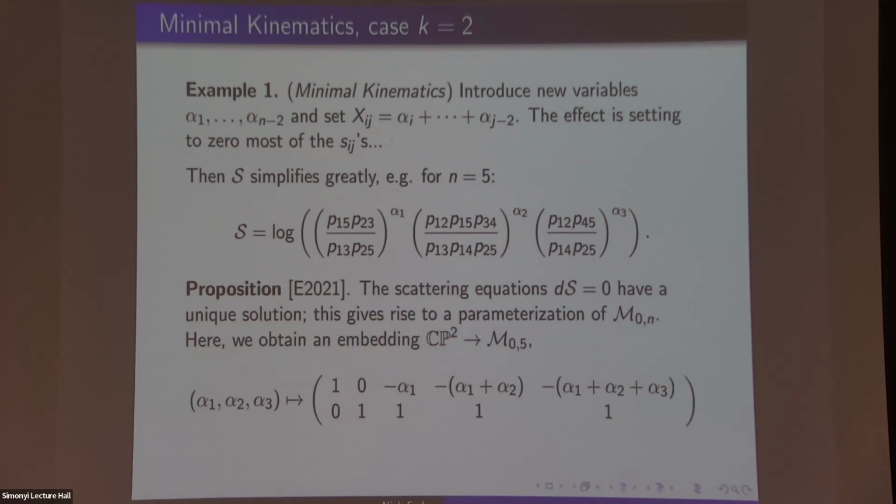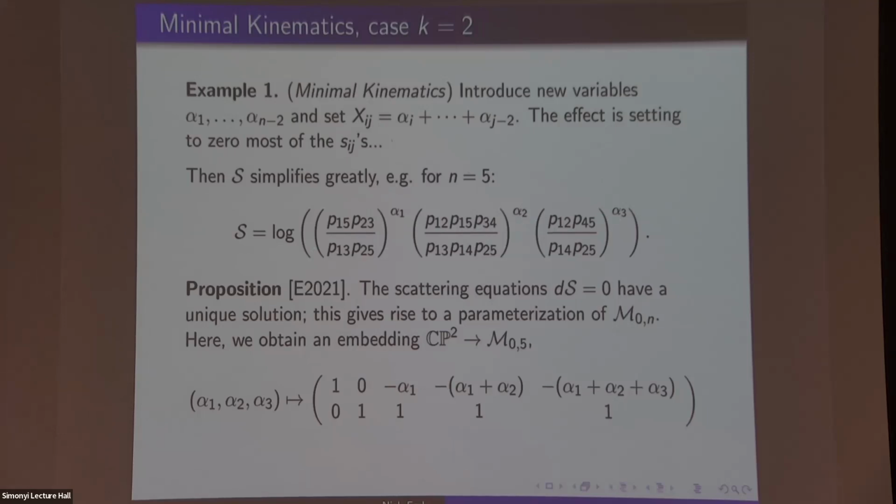So, something called minimal kinematics. We're going to take new variables alpha_1 through alpha_{n-2}. They're just complex variables, and introduce this set of constraints on the x's. So x_ij is the sum of alpha_1 through alpha_{j-2}. The effect is that you set to 0 a whole lot of the Mandelstam invariants. In that case, the scattering potential now simplifies extremely. And this is maybe the first standard example of an ML degree 1 log likelihood function.